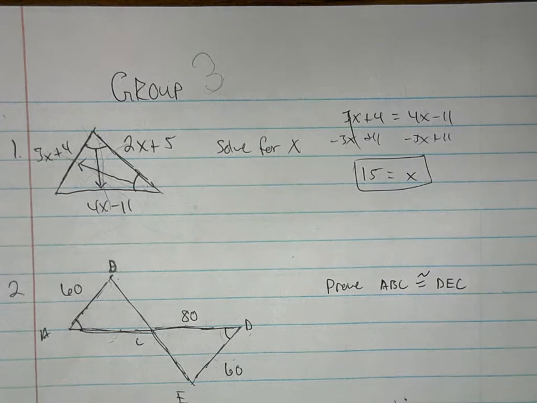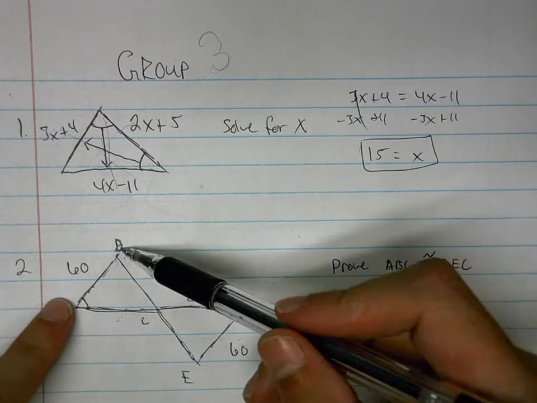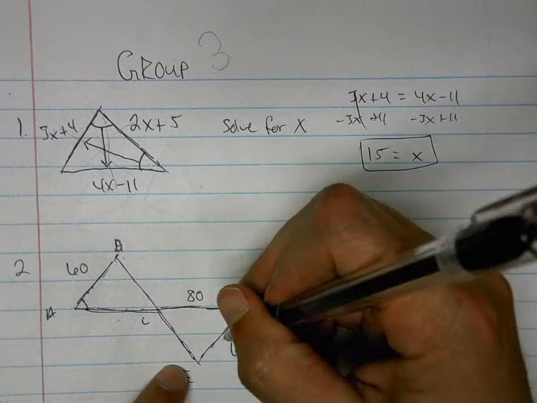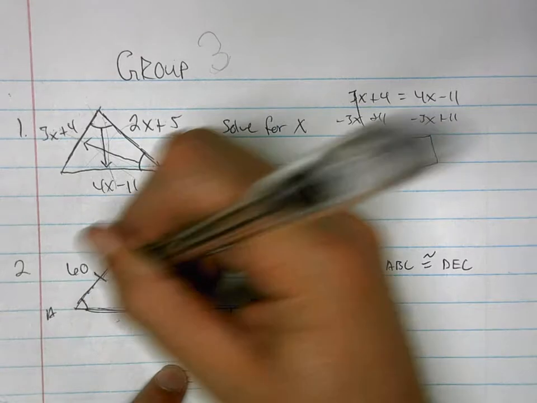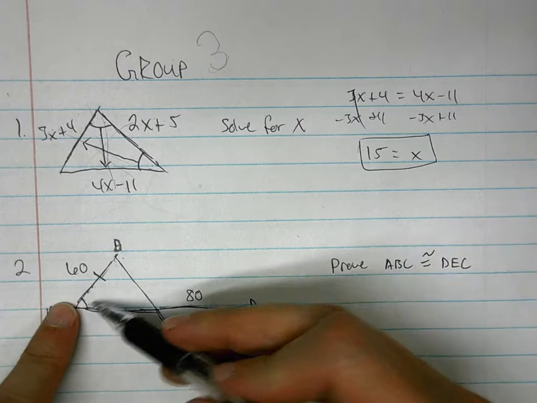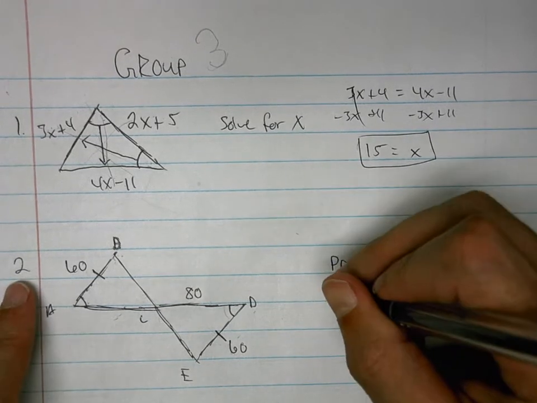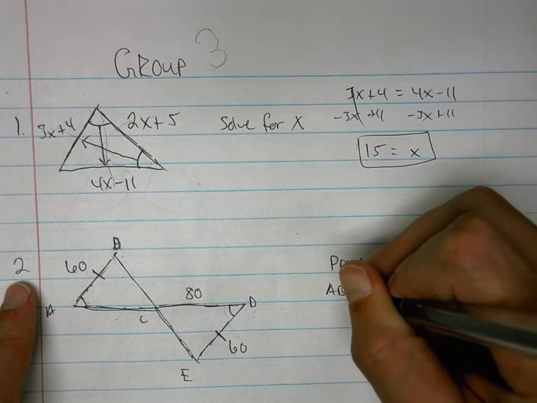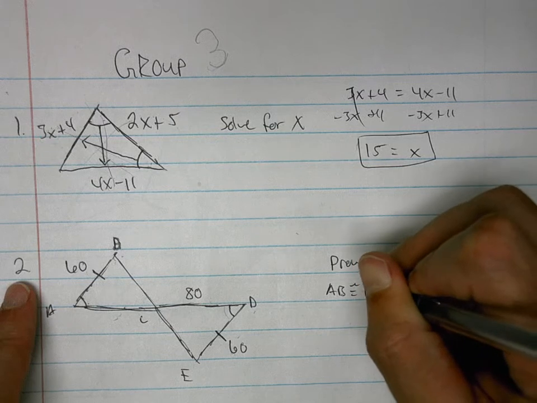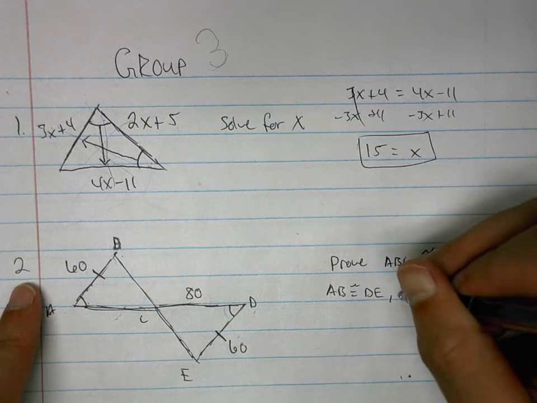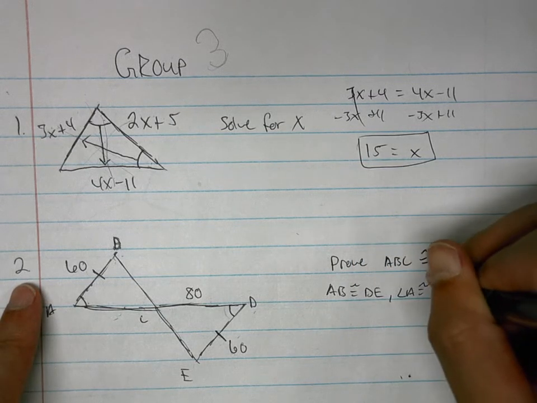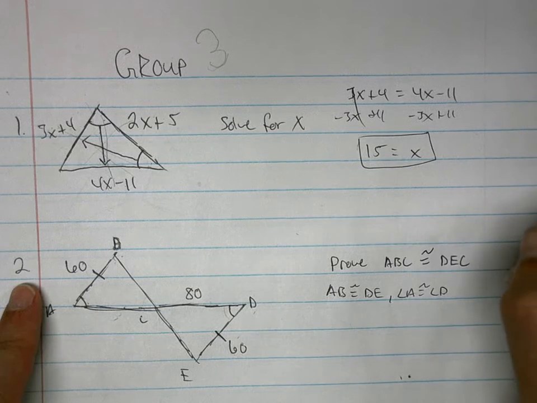Alright. So first things first, if AB is 60 and ED is 60, that means that these two sides are congruent. We are also given that these angles were congruent. So we're going to say that AB is congruent to DE, and that angle A is congruent to angle D by given.